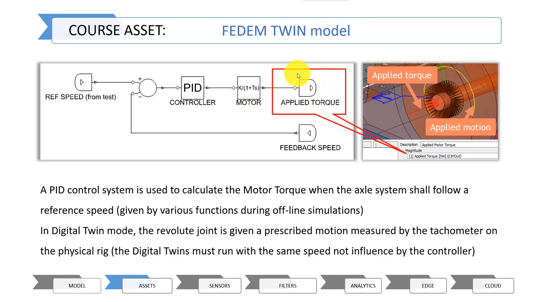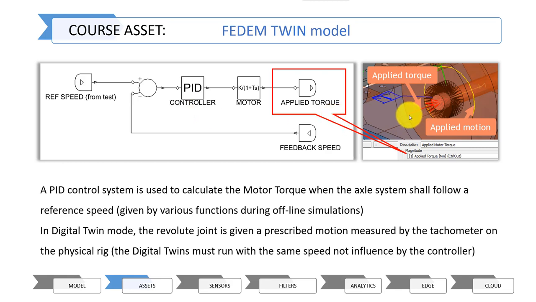And the calculated torque here is applied directly to this torque symbol here. As you can see, it's a control out. And this one is then driving the simulation model. However, this control system is only used when I benchmark my finite element model or the FEDEM model.